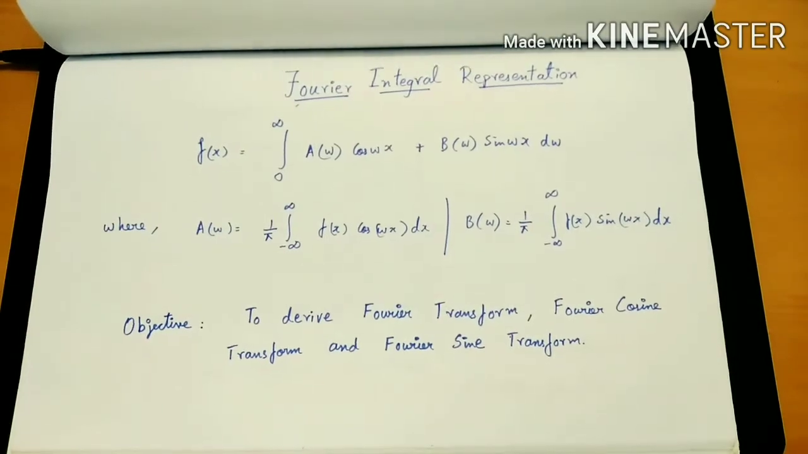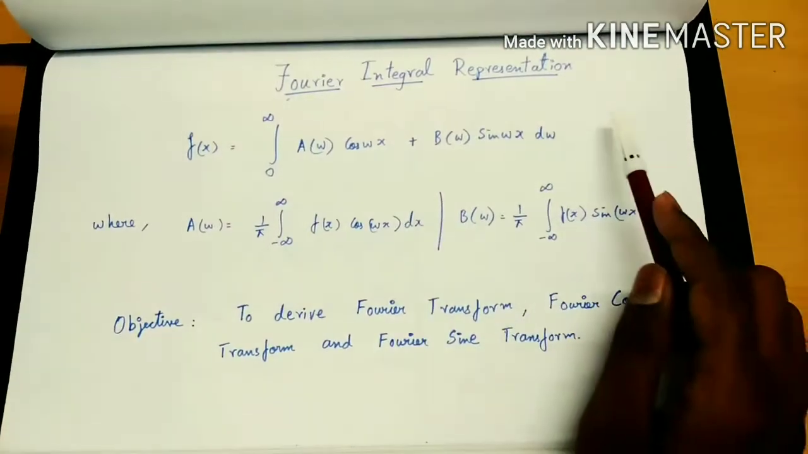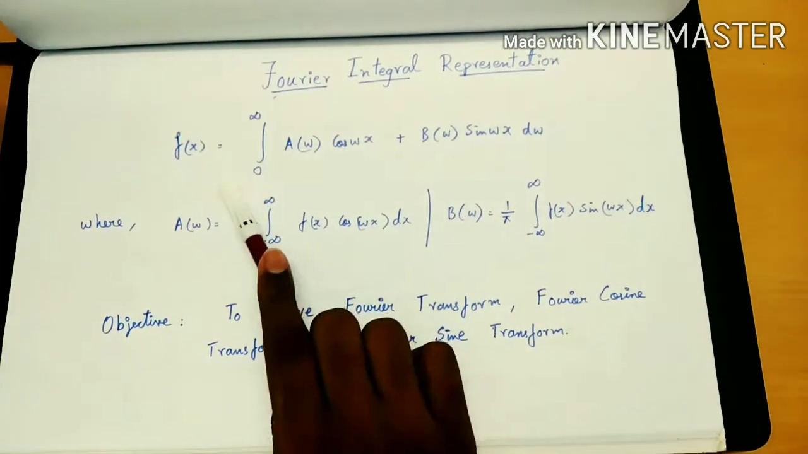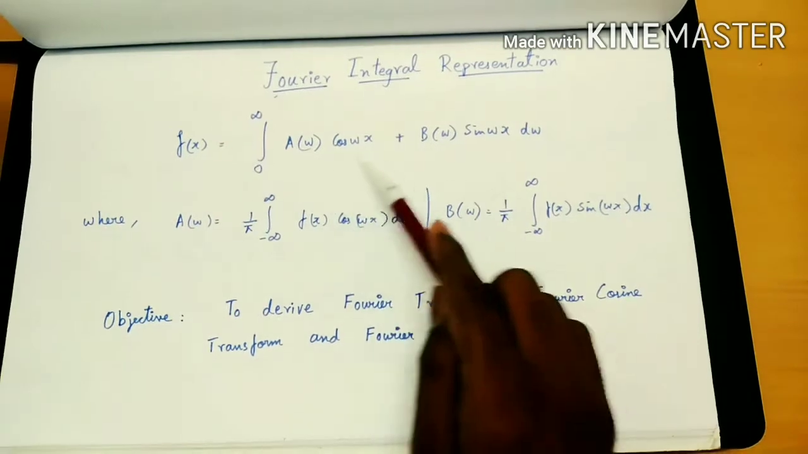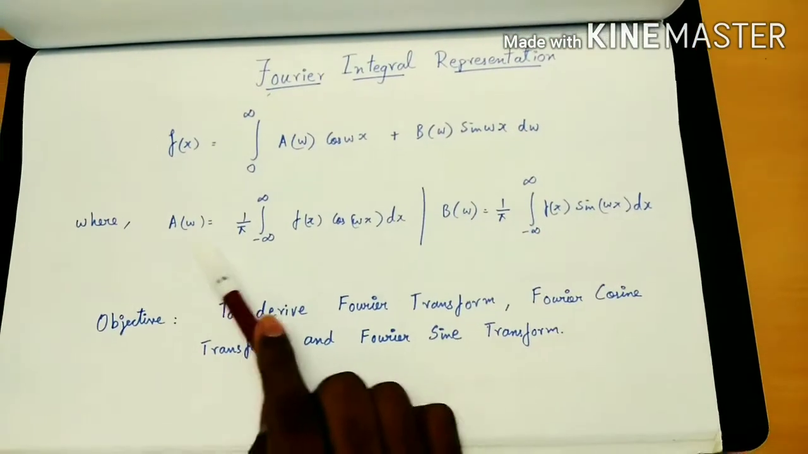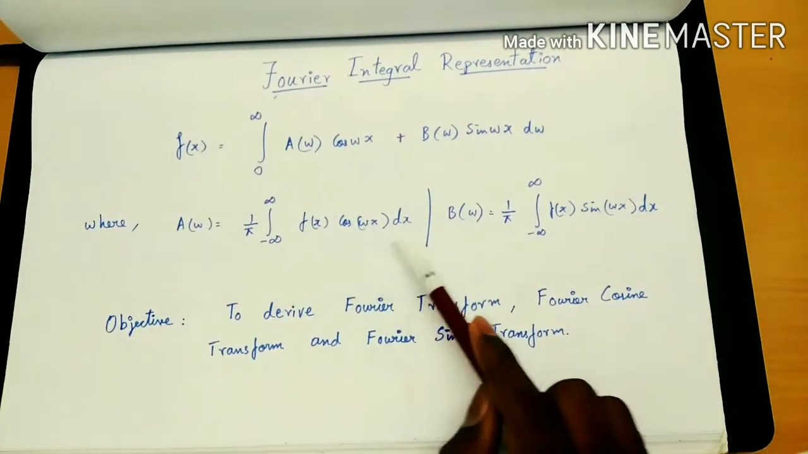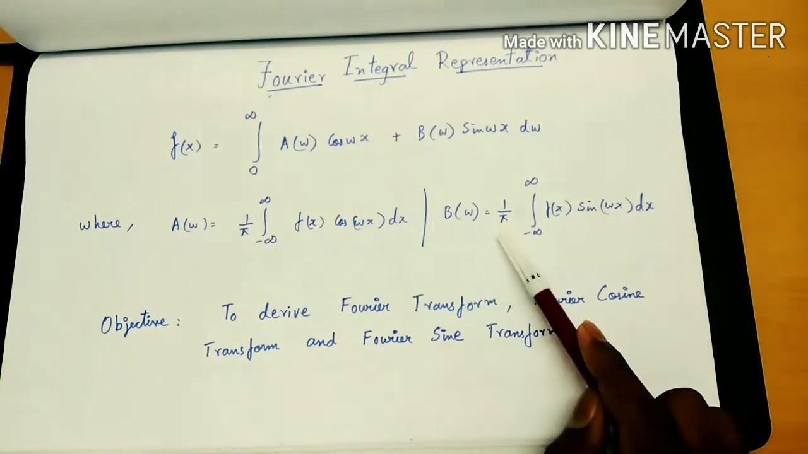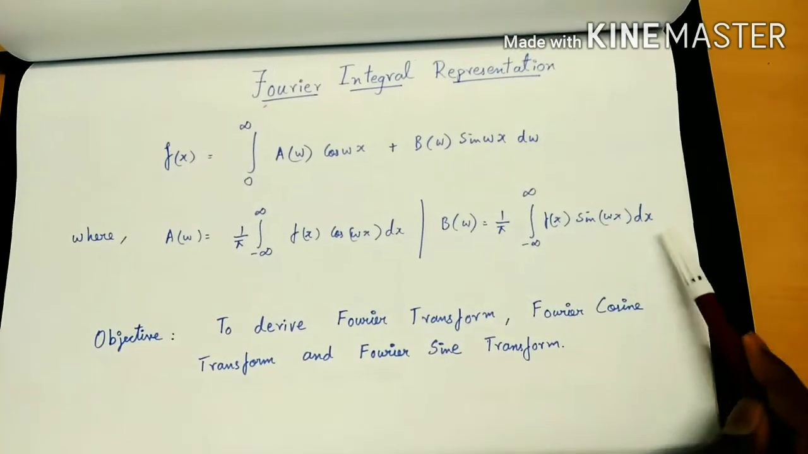Hey folks, so let's see Fourier integral representation today. The Fourier integral representation of a function f of x is that f of x is equal to integral 0 to infinity a omega cos omega x plus b omega sin omega x d omega, where a omega is 1 by pi integral minus infinity to infinity f of x cos omega x dx, and b omega is 1 by pi integral minus infinity to infinity f of x sin omega x dx.